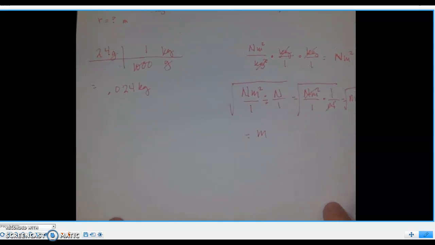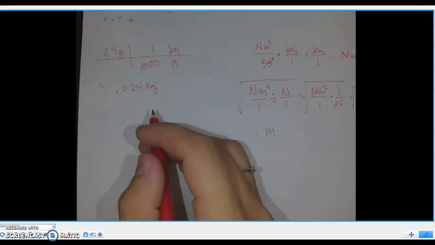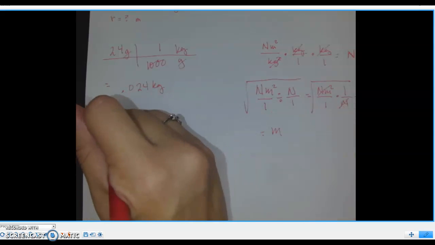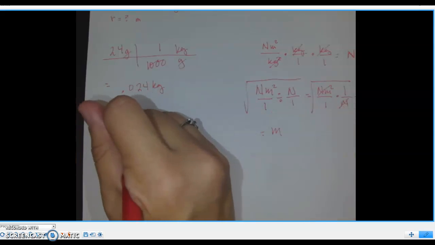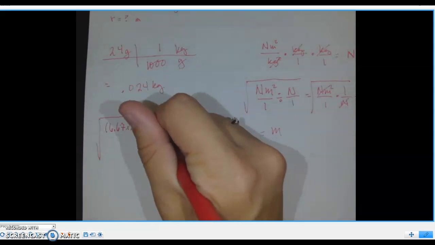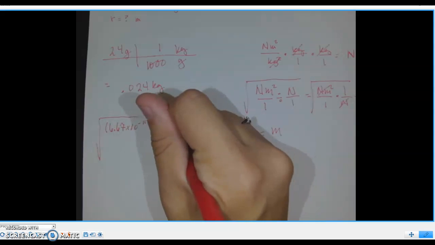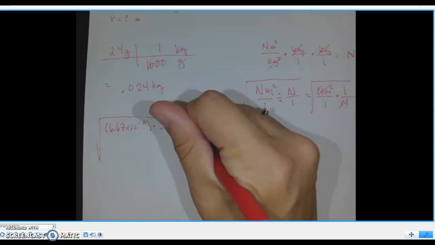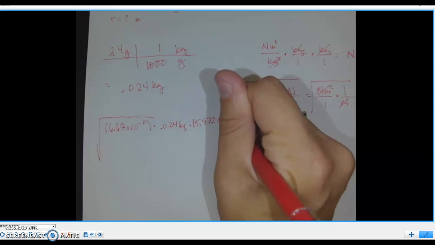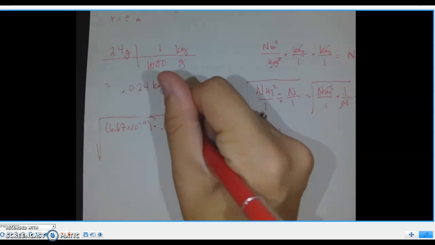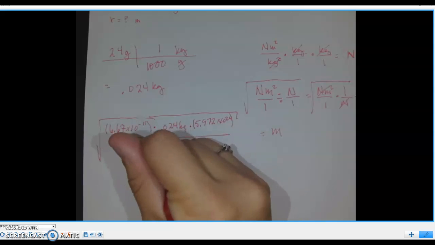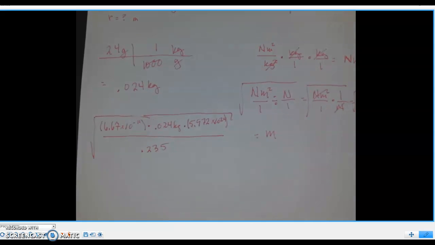Last step would be plugging in the numbers. So inside my square root, I have G, which is 6.67 times 10 to the negative 11, multiplied by M1, which is 0.024 kilograms, multiplied by M2, 5.972 times 10 to the 24th. And that's going to be divided by the force, which is 0.235 newtons.